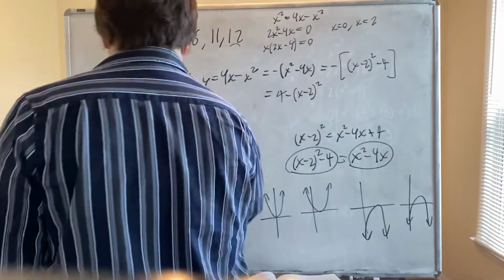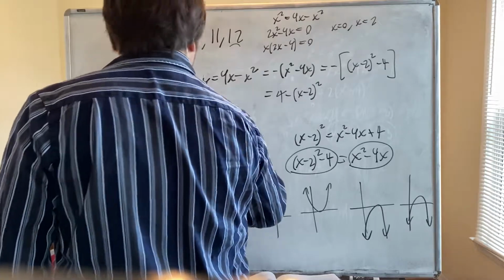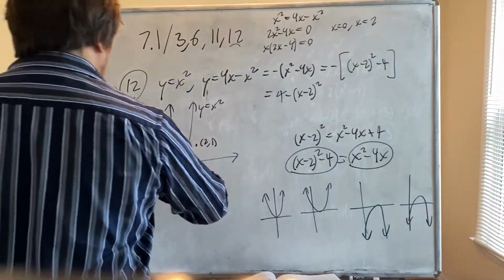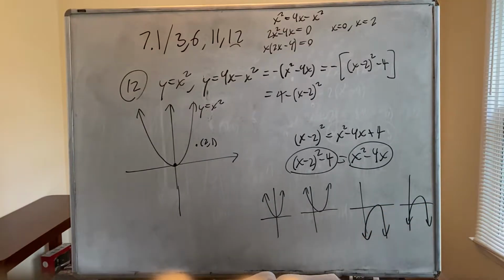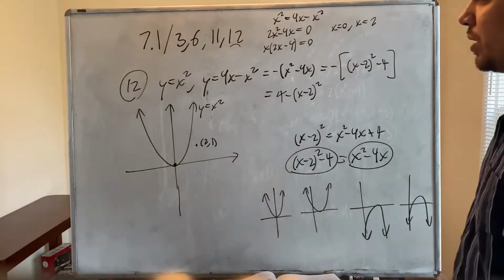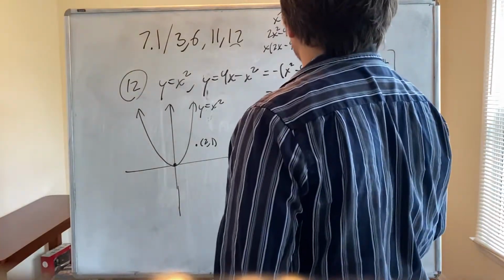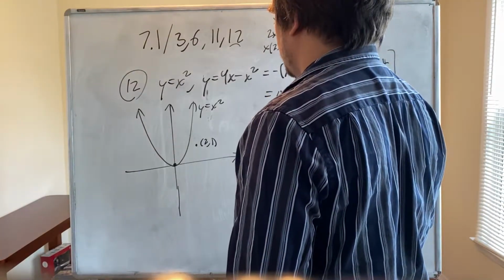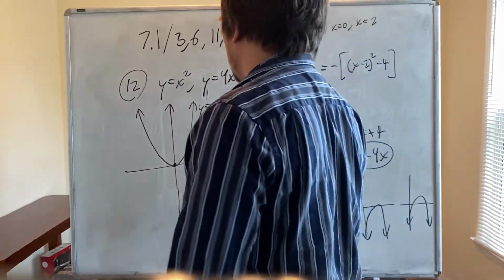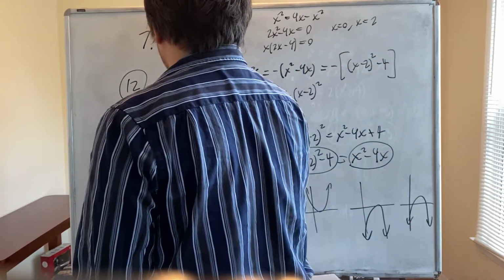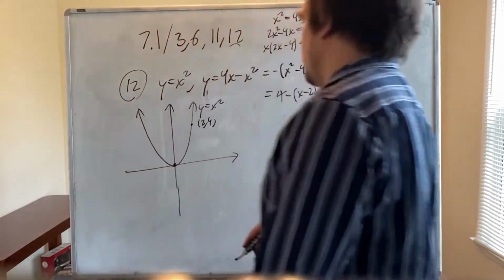But that's not where it crosses the y-axis. When x is 0, y is 0. It crosses the x-axis here. When x equals 2, then you don't get that point. When x equals 2, you get 2 comma 4 for both functions.